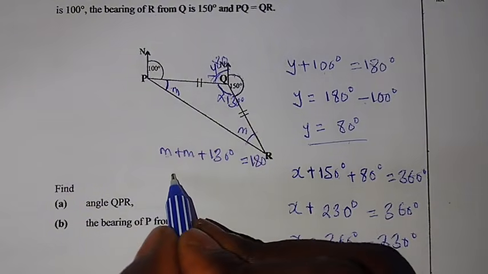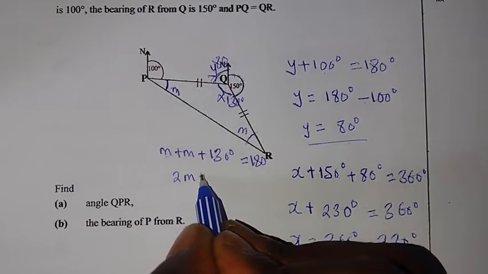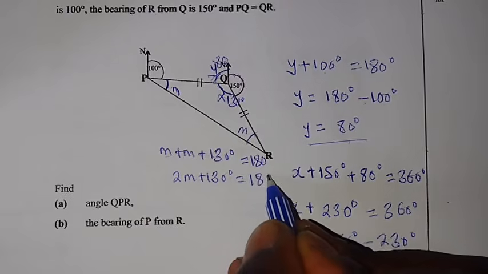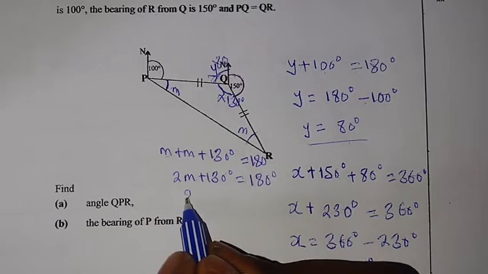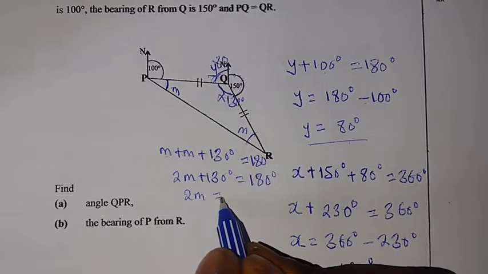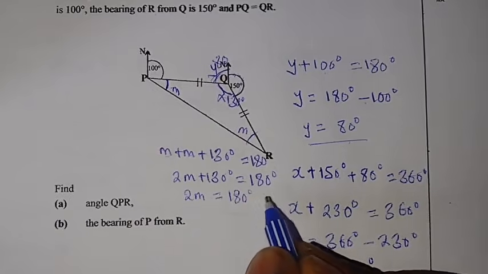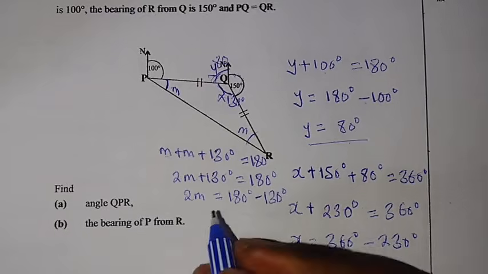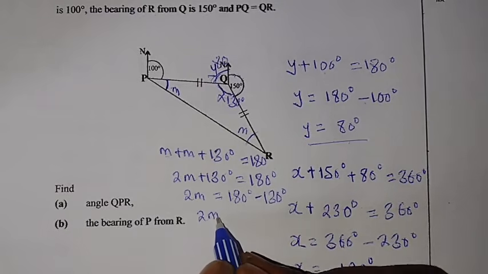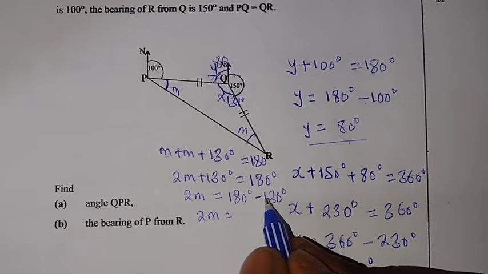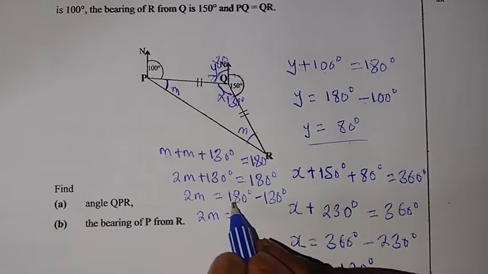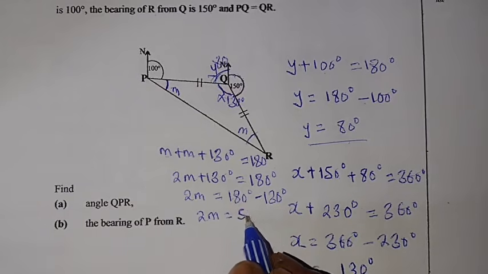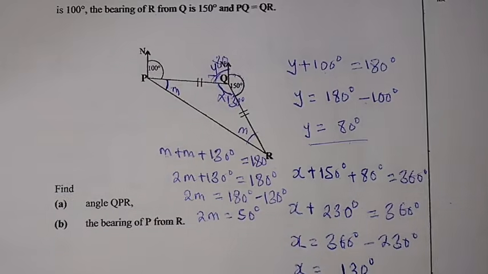So M plus M gives us 2M plus 130 degrees, which gives us 180 degrees. Then we say 2M is equal to 180 degrees minus 130 degrees. So we're going to have 2M equal to 180 minus 130. Okay, 180 degrees minus 130 degrees will give us 50 degrees.